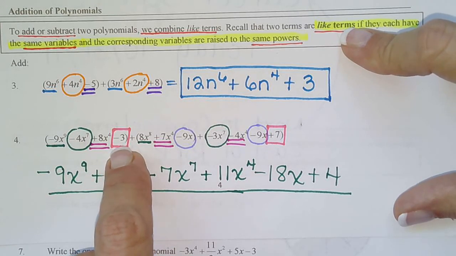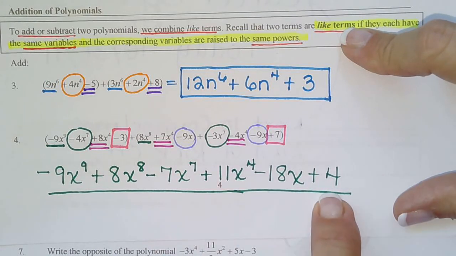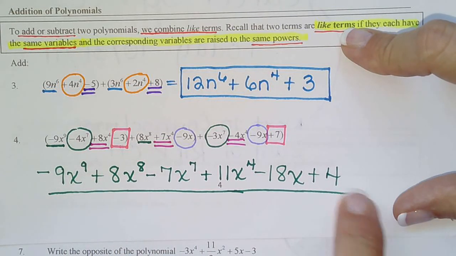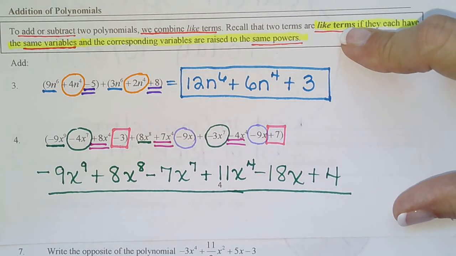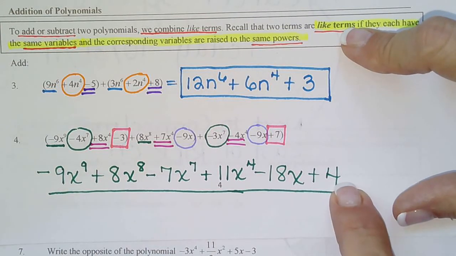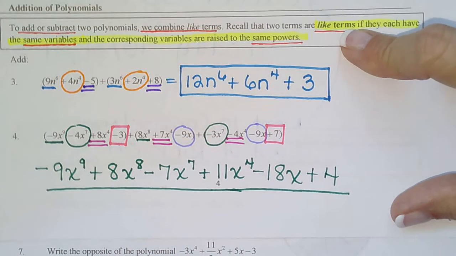So we have -3, +7, 7 minus 3, +4. So what I want you to notice is our terms are in descending order, which every answer from here on out should be in descending order when you're working with polynomials. So highest power, degree 9, to lowest power, degree 0. And there's nothing further I can do here because I can't add and subtract unlike terms.